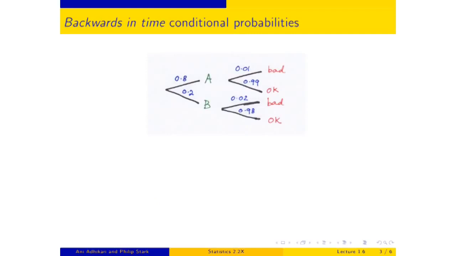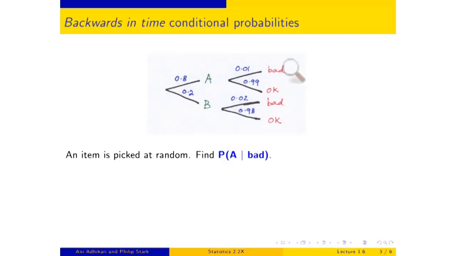do this? I pick a widget at random and I look at it, and lo and behold, it's bad. And now I want somebody to blame. So I ask, what is the chance that that bad thing came from machine A? So what have I asked? An item is picked at random. I want the chance that it came from machine A given that it is bad. In other words, I want to go backwards in time. I'll tell you the result of the second stage. You give me chances for the first one.